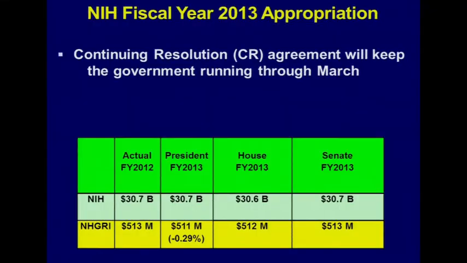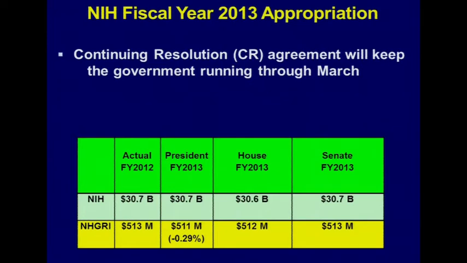Now, the appropriations committees in Congress had previously been working on legislation allocating fiscal year 2013 funds for NIH and NHGRI, as shown on this table. In July, the House Labor HHS subcommittee approved a bill that set NHGRI's fiscal year 2013 funding at $512 million.